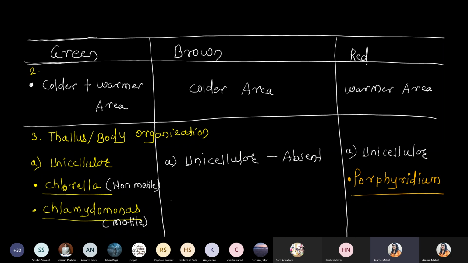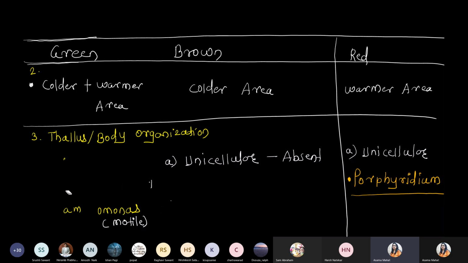Should I continue? Okay, chalo. Same under the third point, we are taking the second category for multicellular. So all these examples for the unicellular, right? So now we are taking the second category for the multicellular.